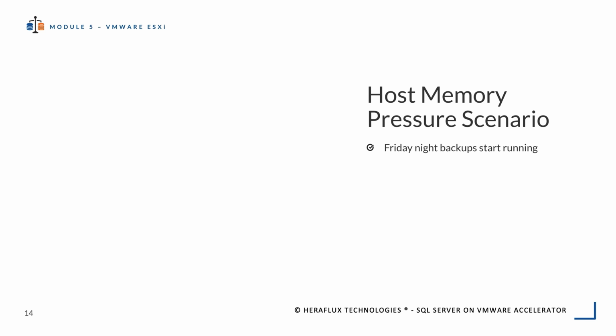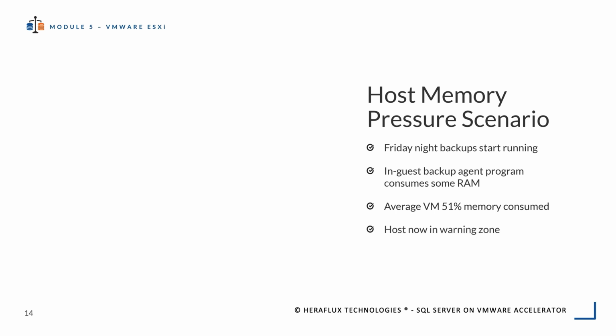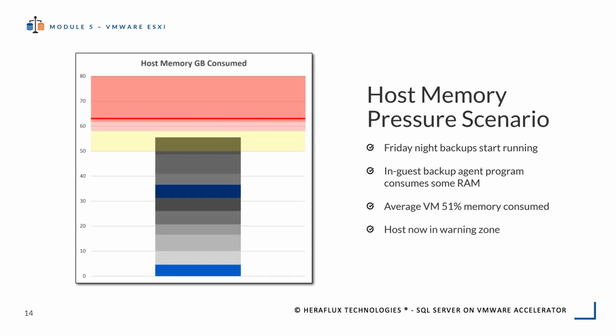Let's say that on Friday evening, our weekly backups are all set to start at the same time. The backup program for this operating system consumes a small amount of memory running in each virtual machine. The average memory consumption per virtual machine then grows from, let's say, 30% to 51%. Our host is now consuming 80% of its memory, which puts us into a warning threshold. We don't have much more headroom on this host until we will be in a memory pressure state.